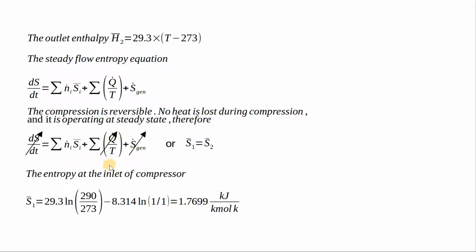Now, summation of Q by T is cancelled off and it is 0 because no heat is lost from the compressor. Since the process is reversible, we take entropy generated, that is S dot gen, for the compression as 0. So we get S1 bar is equal to S2 bar. The entropy at the inlet of the compressor is 29.3 into ln 290 by 273 minus 8.314 ln 1 by 1, because we are calculating the entropy at 1 bar pressure and the inlet temperature. So we get the entropy as 1.7699 kilojoule per kmol Kelvin.